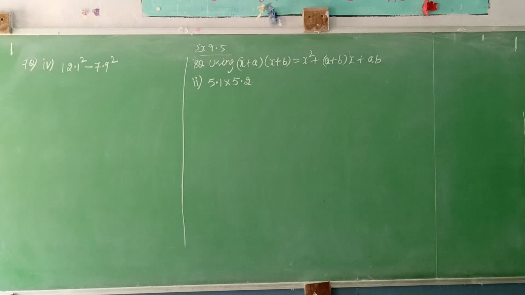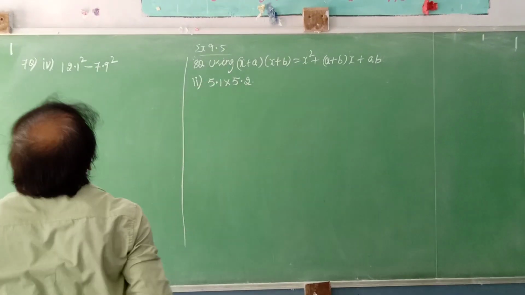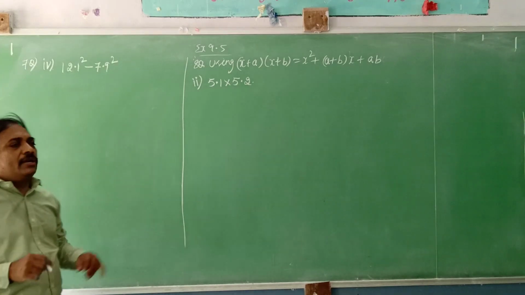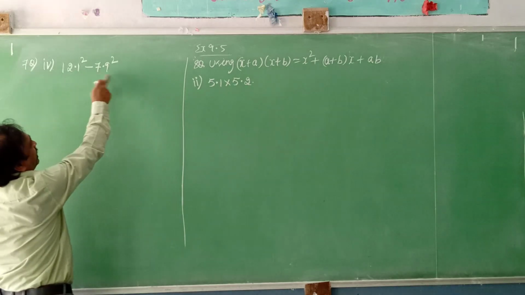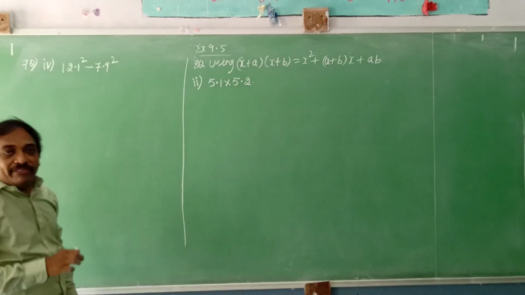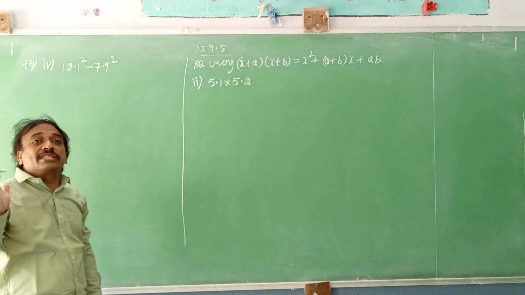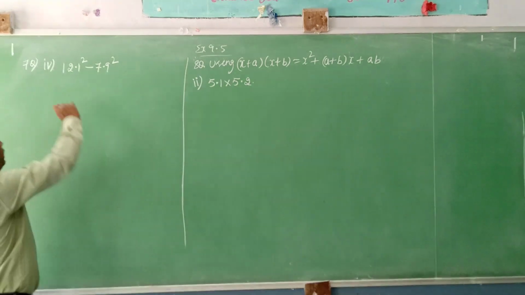Now we see another question, the 7th question, 4th one: 12.1 whole square minus 7.9 square. Which identity are we using? It is mentioned to use the identity a square minus b square.